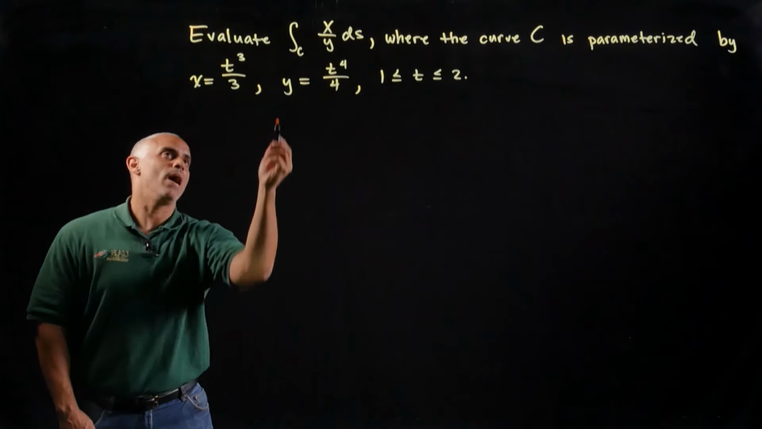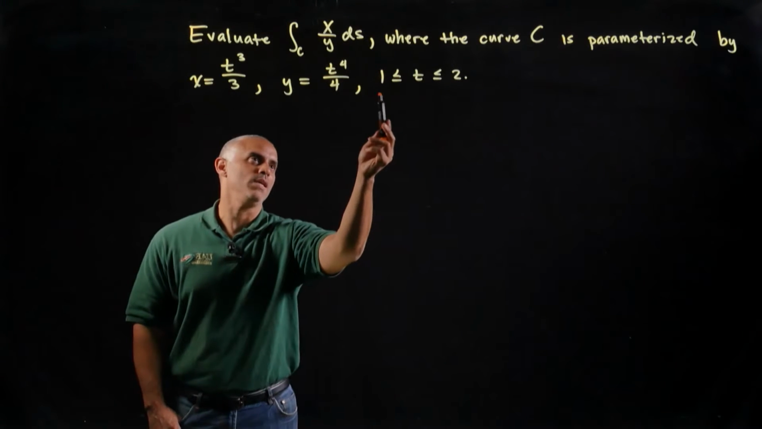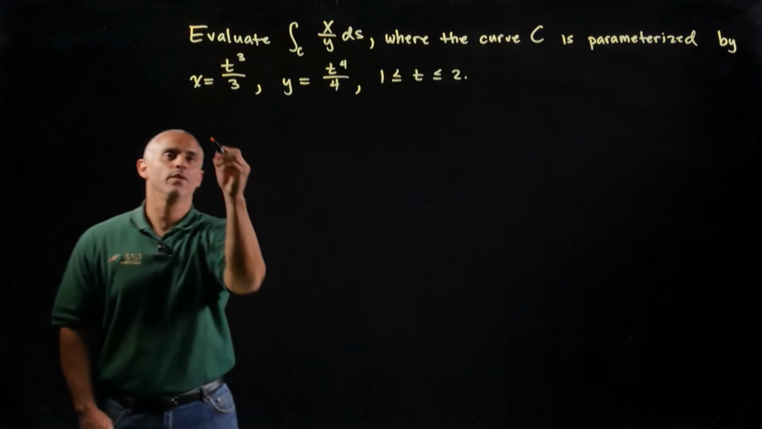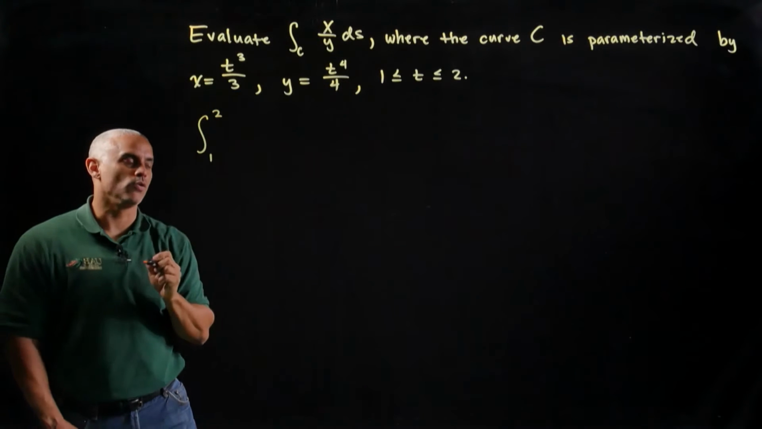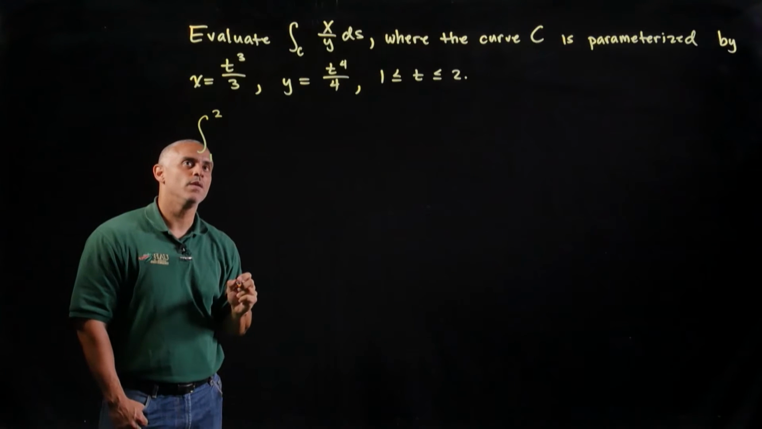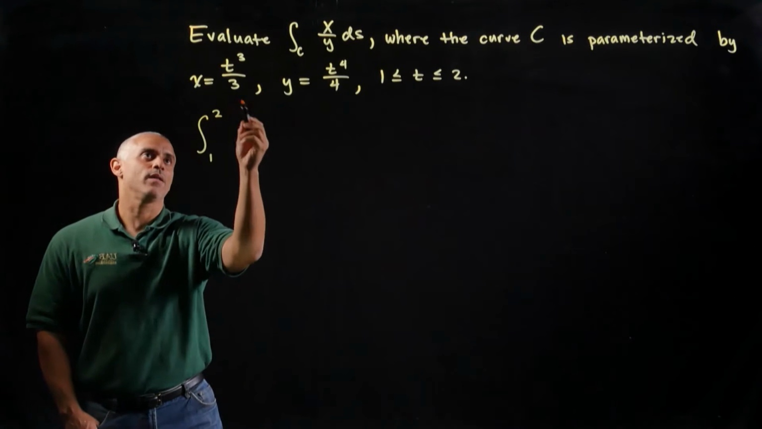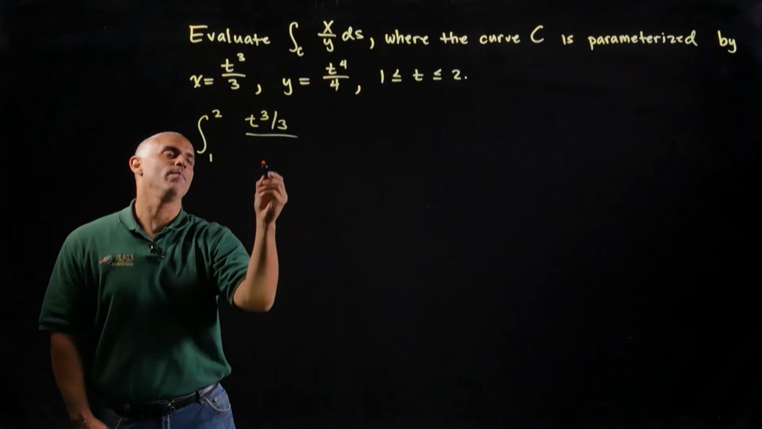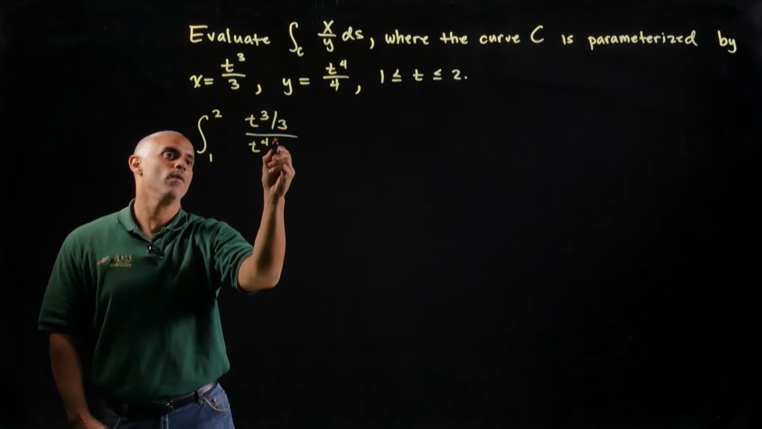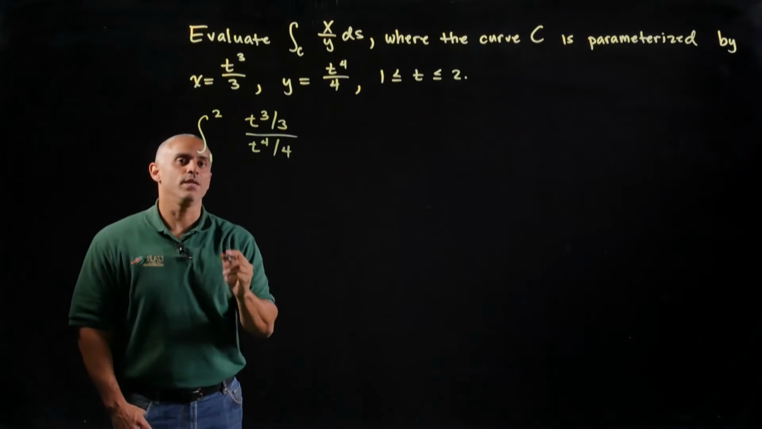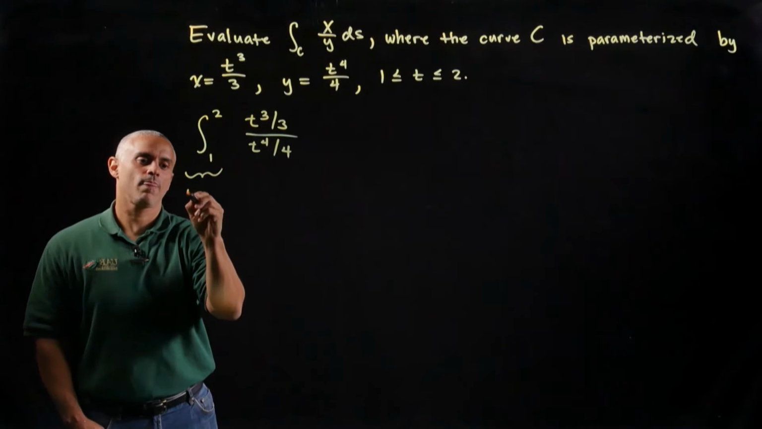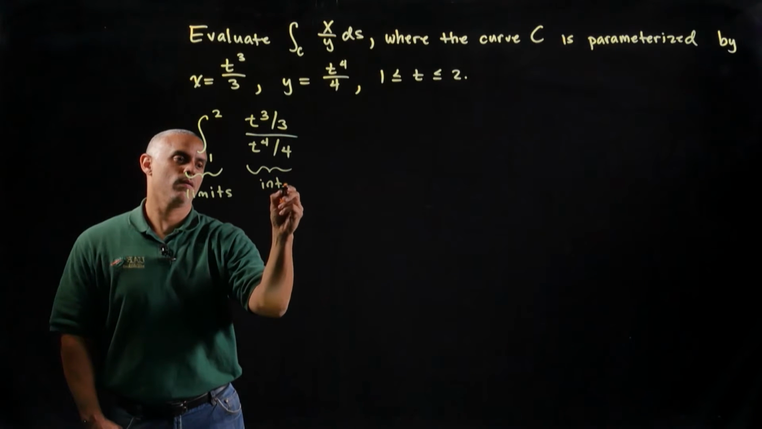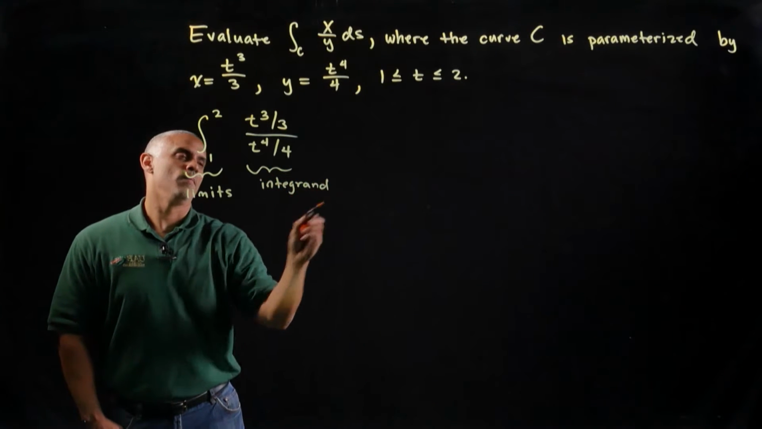Okay. So our limits of integration are actually given in t by this statement: 1 is less than or equal to t is less than or equal to 2. So I know that my integral is bound between 1 and 2 in t space. Now my x is given to us as t cubed over 3, divided by y, which is t to the 4th over 4. So that takes care of the limits and the integrand. But what about the ds?